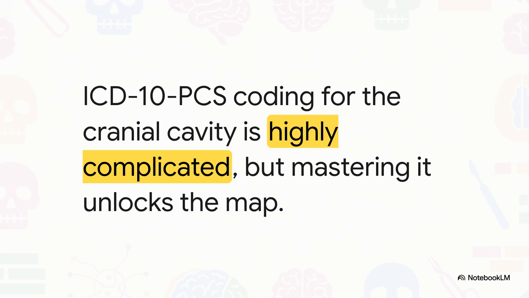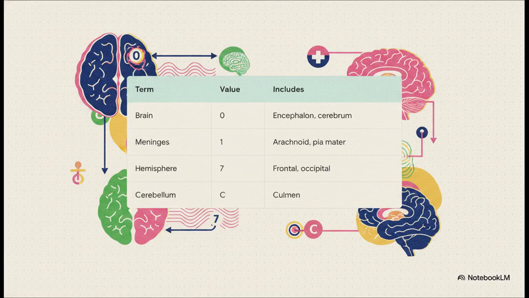But mastering the specific body part values, that is the absolute master key that unlocks the entire map. It's actually really interesting how broad anatomical terms get funneled down into single characters. In the medical and surgical section, if a table only gives you a general term, you just use that as your default. Take the entire brain, for instance. That's represented by the value 0. And that 0 includes the encephalon, the cerebrum, and the corpus callosum.